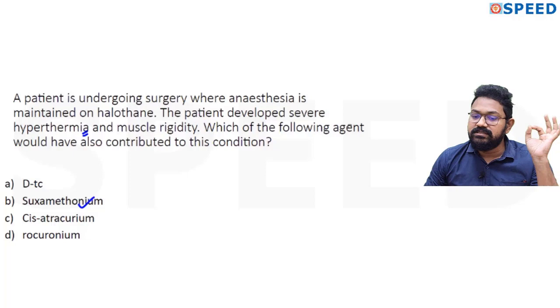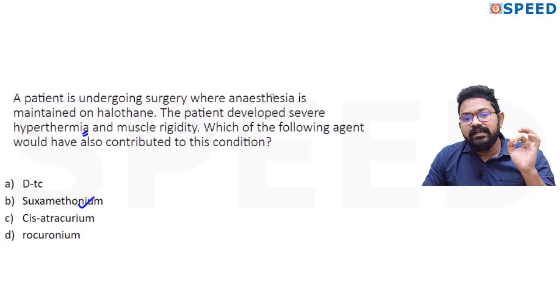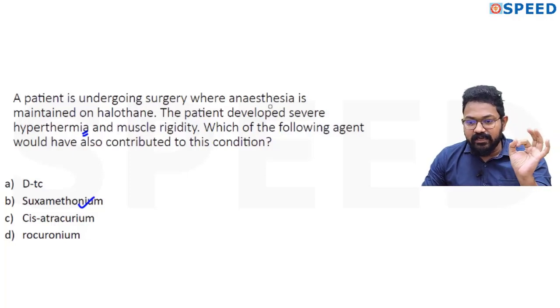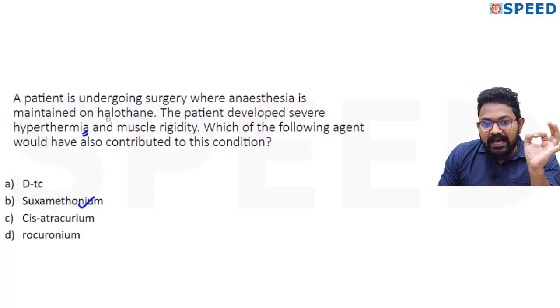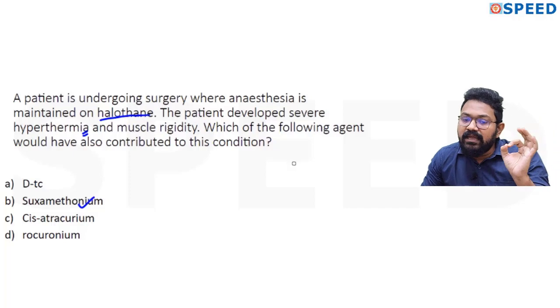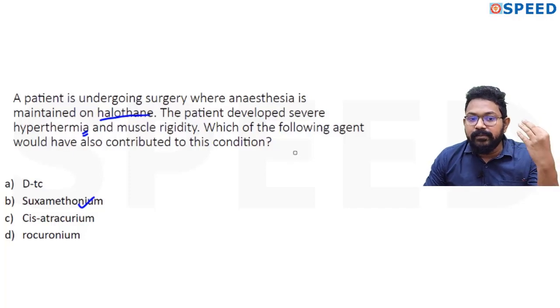This is one of the hot topics in anesthesia as well. So here in this particular question, I'll read the question again for you. A patient is undergoing surgery where anesthesia is maintained on halothane, following which the patient developed severe hyperthermia and muscle rigidity.